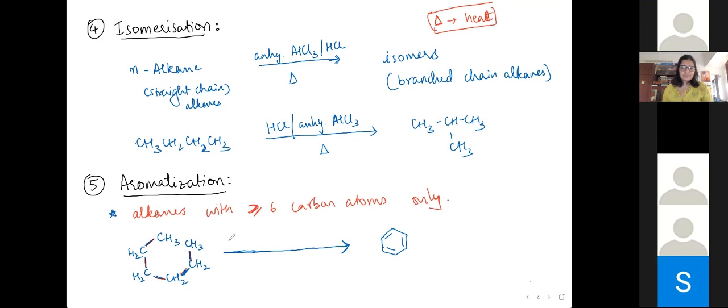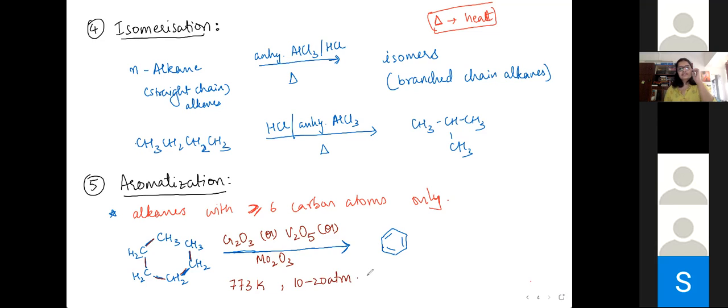This is quite important, so I'll put it in a different color. The reagents that you can use for this are chromium oxide, Cr2O3, or vanadium pentoxide, V2O5, or molybdenum oxide, Mo2O3. Now the temperature in this case, you need to heat it at 773 Kelvin with a pressure of 10 to 20 atmospheres.